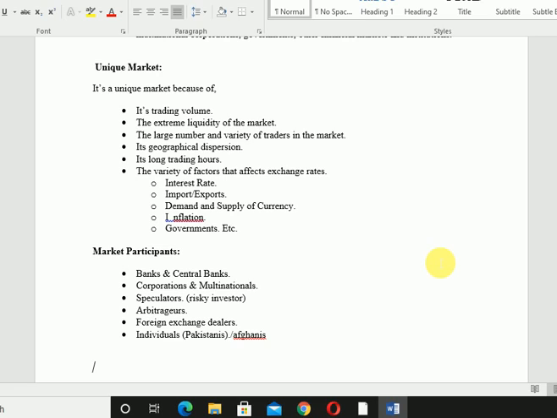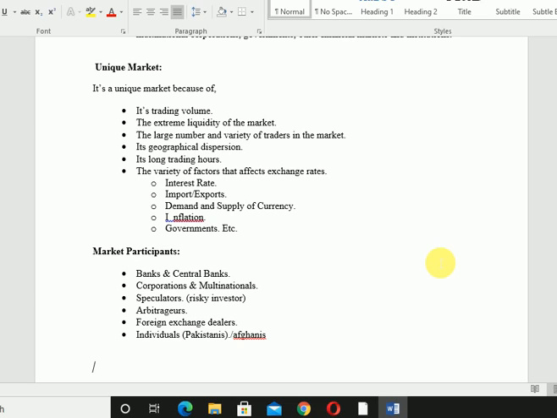The fourth part is its geographical dispersion. Each and every country has this market. It means that this market is spread all over the world. In every country the exchange takes place, and the same nature of business is dispersed all over the world. That's why this is a huge market all over the world.